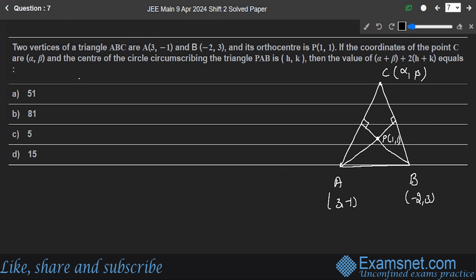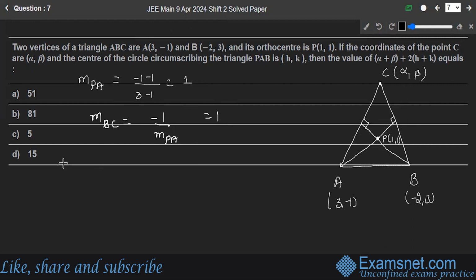Now the slope of PA. This is P, this is A. The slope of PA will be given by minus 1 upon 3 minus 1, which will be equal to minus 1 only. So this is the slope of PA, and this PA is perpendicular on BC. Therefore, the slope of BC, because they are perpendicular, will be minus 1 upon the slope of PA. That will be equal to 1.